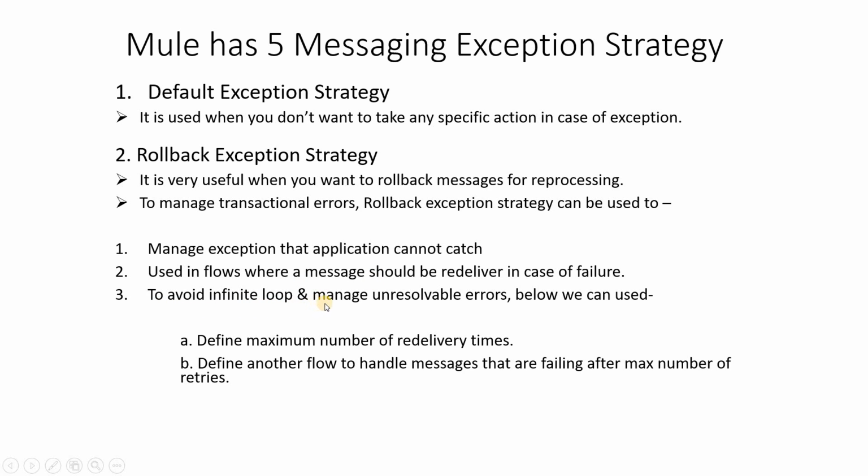Now, to avoid the infinite loop and manage unresolvable errors, we can use the following. You have to define the maximum number of redelivery attempts for that particular exception and connector, and then define another flow to handle messages that are failing after the maximum number of retries. So if the retries get exhausted, you can define another flow to handle those messages, and set custom messages or whatever needs to be done as per the business requirement. So this is about the rollback exception strategy.